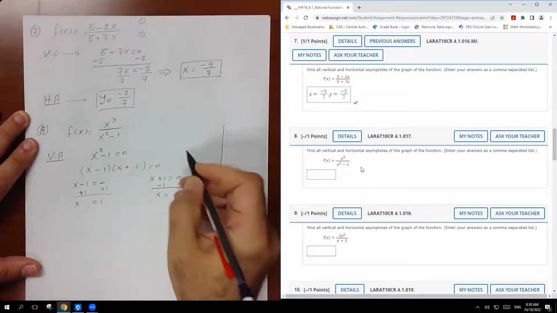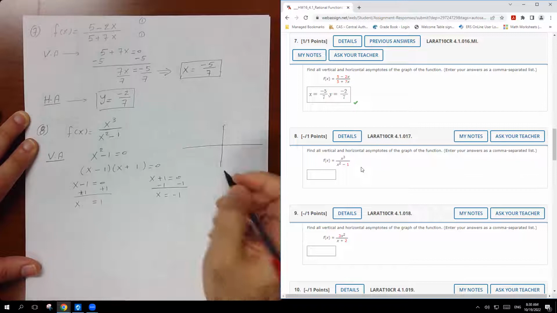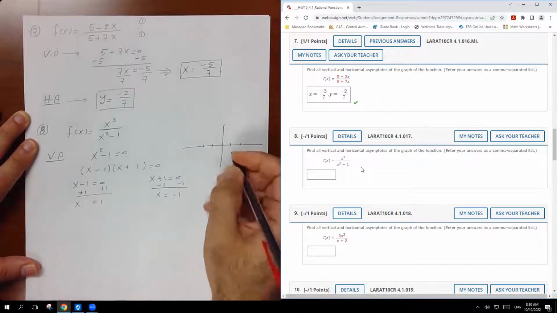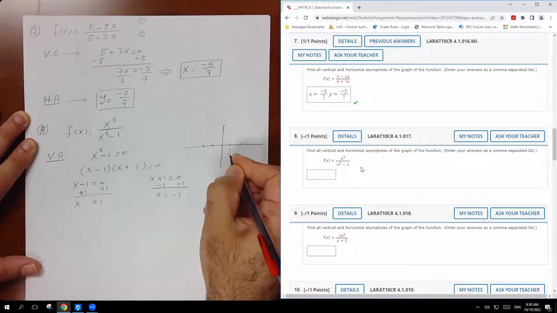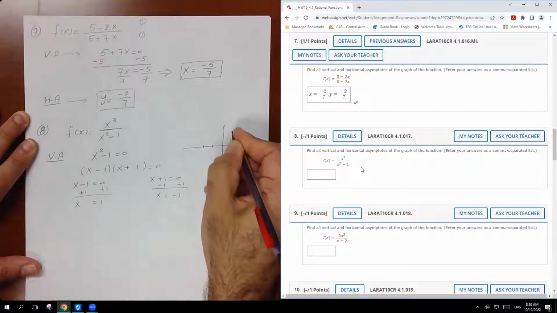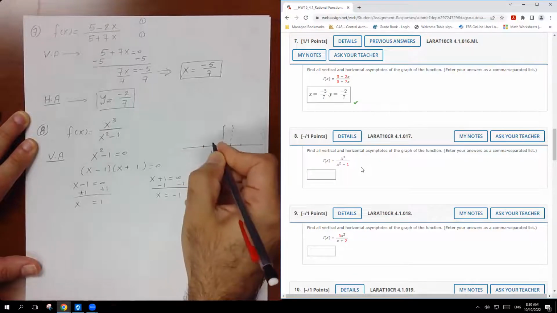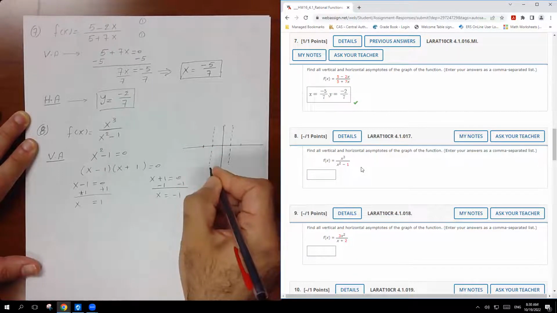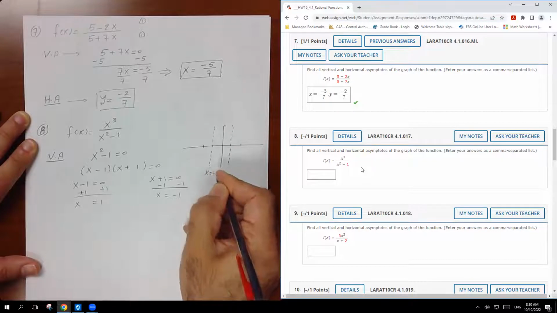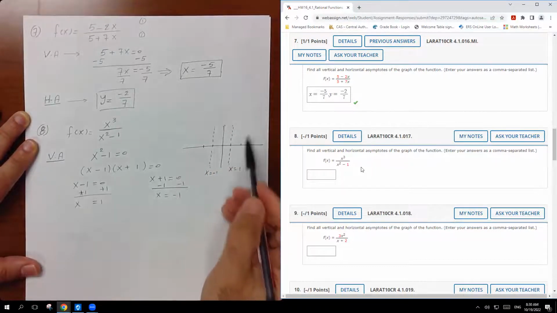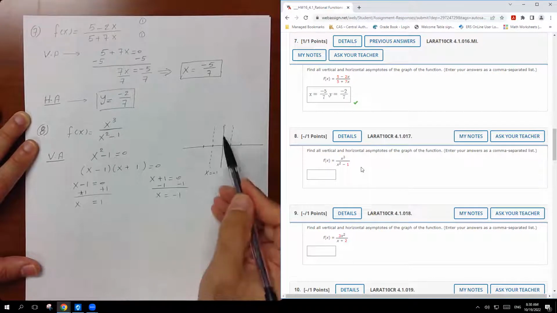So when you graph this function, we have an asymptote here when x equals 1. And we have an asymptote here when x equals -1. Two vertical asymptotes here, x equals -1 and x equals 1. That means the function exists here, between these two vertical asymptotes, and here.